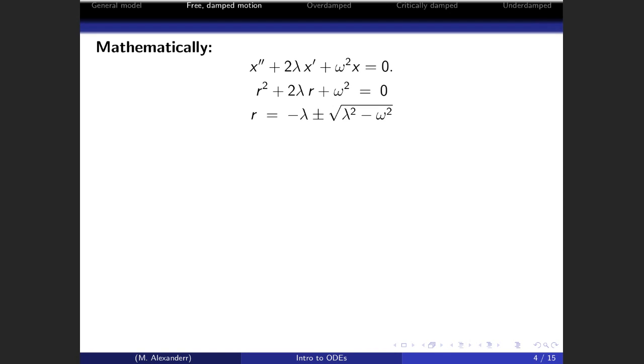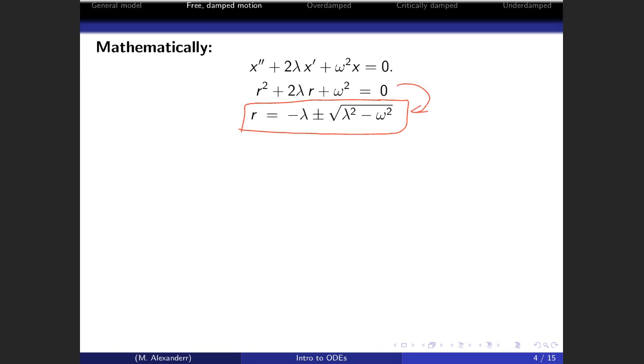So I rewrote this just to make it a little bit more clear. You have the differential equation on the very top, then you have the auxiliary equation, and then you have the solution. After you use the quadratic formula, you get r is equal to negative lambda plus or minus square root of lambda squared minus omega squared.